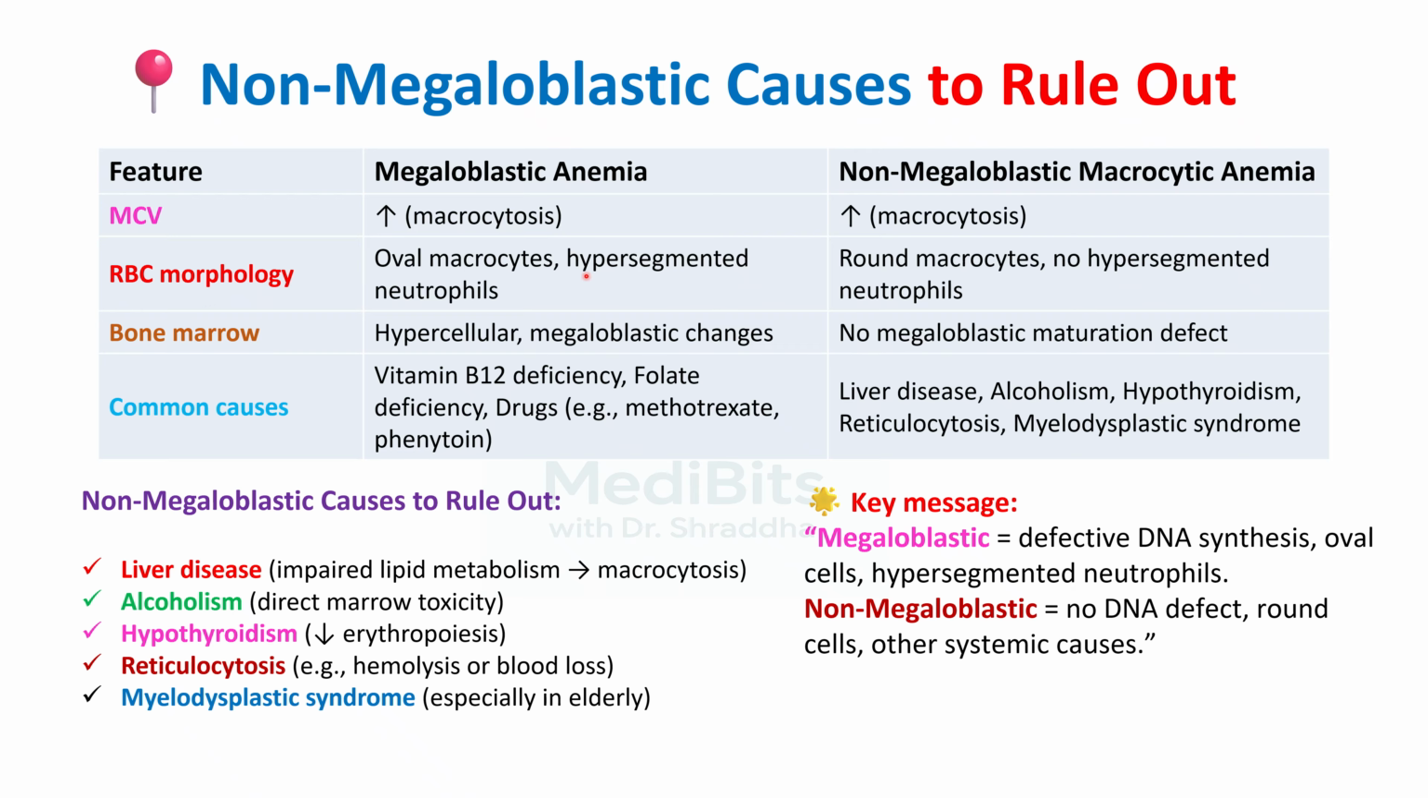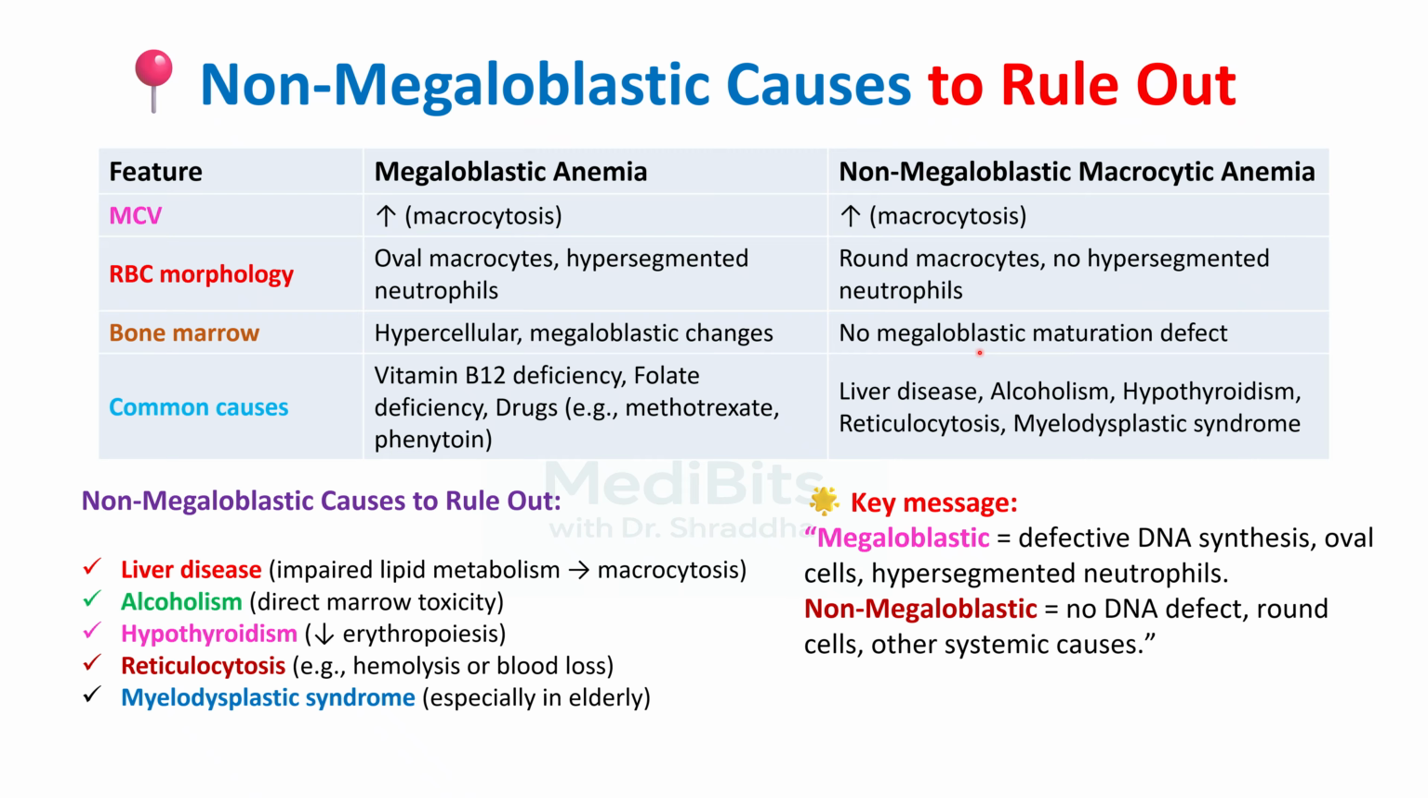RBC morphology is the key. In megaloblastic anemia, the cells are oval macrocytes and we see hypersegmented neutrophils. This is a classic finding. In non-megaloblastic anemia, cells are round and there are no hypersegmented neutrophils. So if you don't see hypersegmentation, think of non-megaloblastic causes. Bone marrow findings in megaloblastic anemia show megaloblastic changes, basically a maturation defect in DNA synthesis. Non-megaloblastic anemia has no such defect.